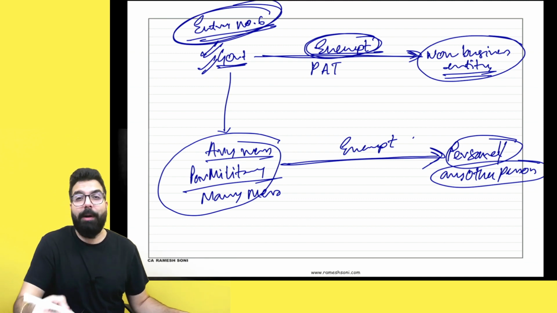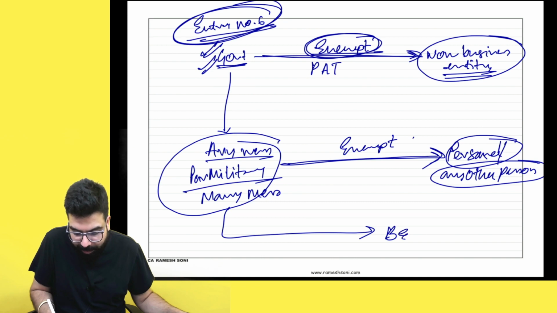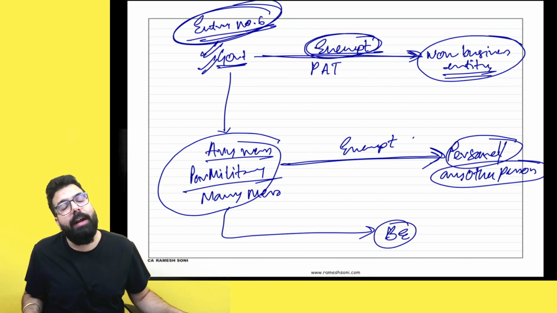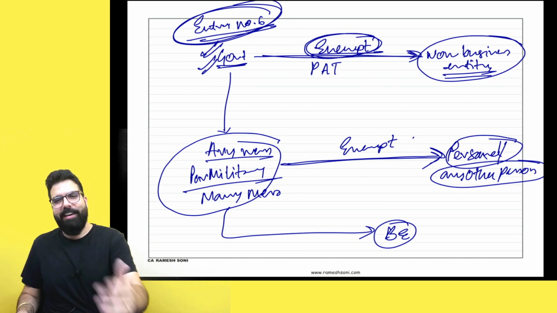Point is clear. But now you will ask me, sir, what if they provide services to a business entity? Then it is not covered under entry number 6. In that scenario, the business entity has to pay GST under RCM, provided the business entity's turnover in the last year was more than the registration limit.